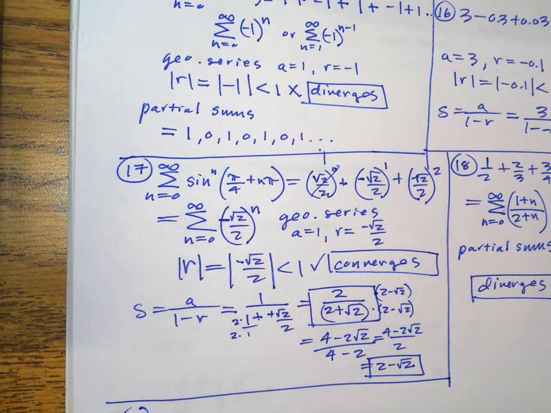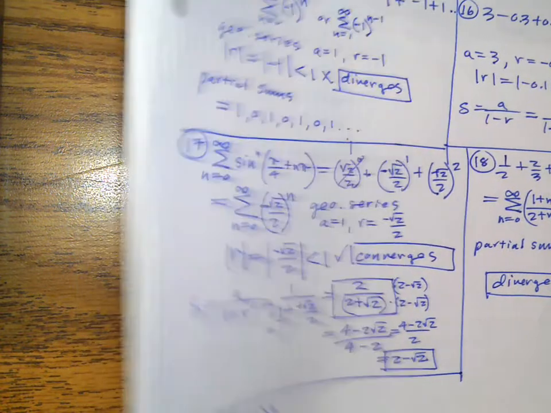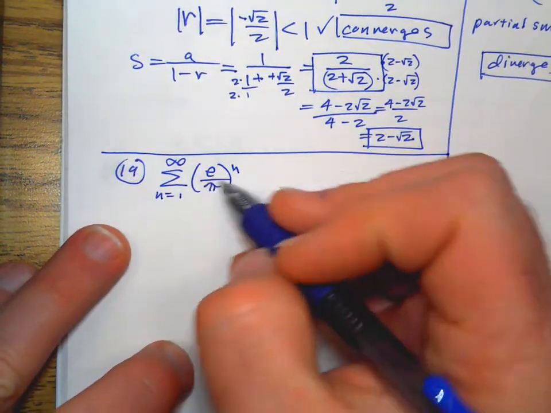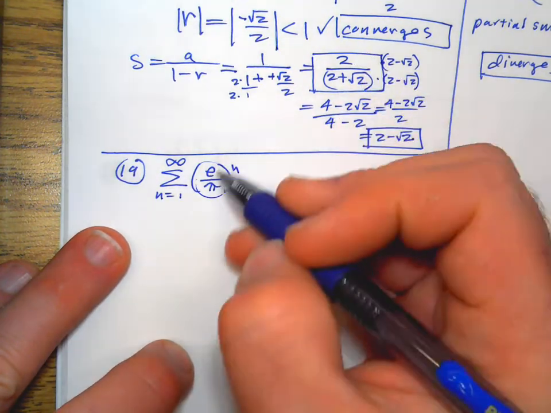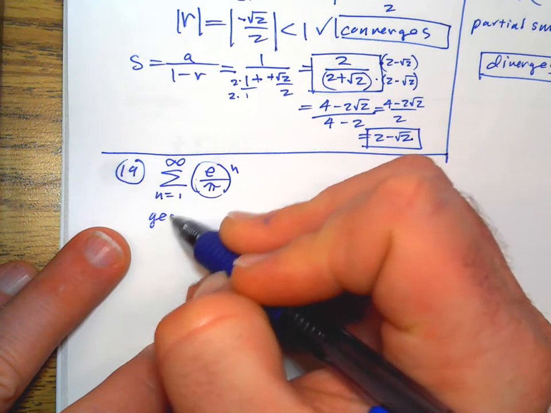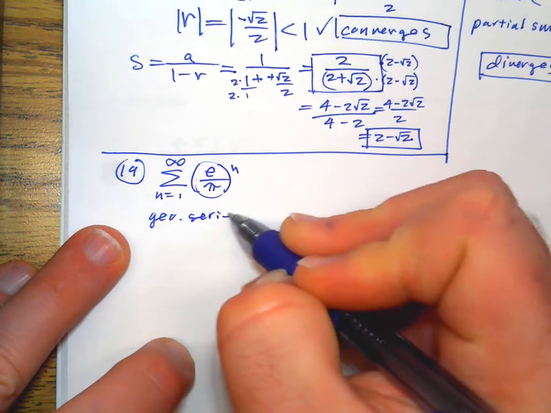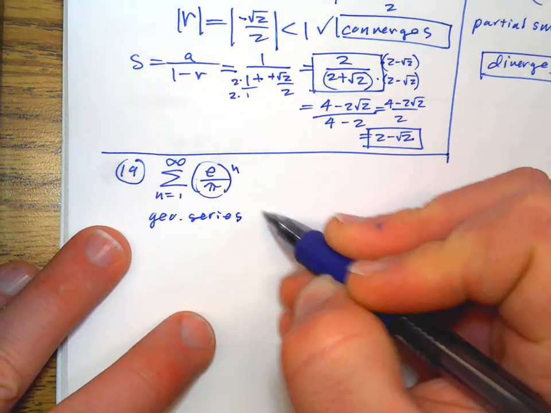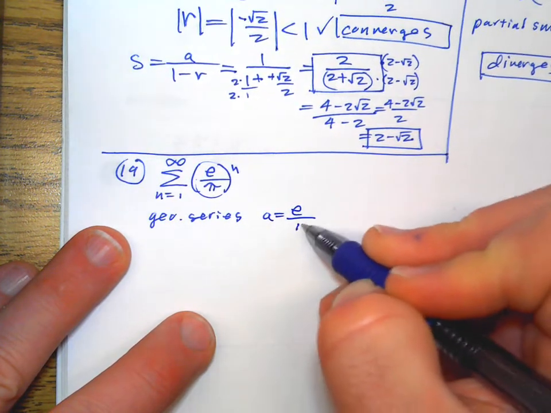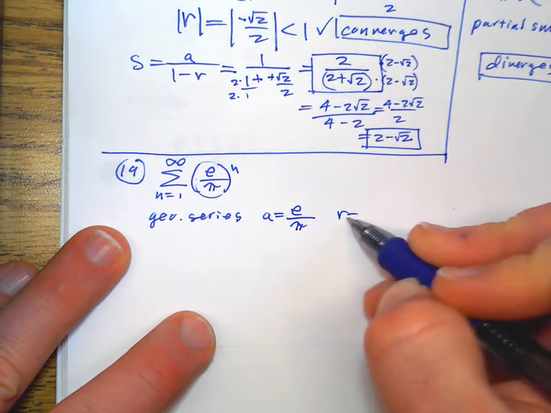19 has the sum from n equals 1 to infinity of e over pi to the n. Okay, that's a geometric series. You're raising some number to a power. E over pi is just some number over some other number. It's ugly and messy, but it's just a number to a power. So you want to recognize these. When you plug n equals 1 in, that's the a value, the first power, e over pi. R equals e over pi.